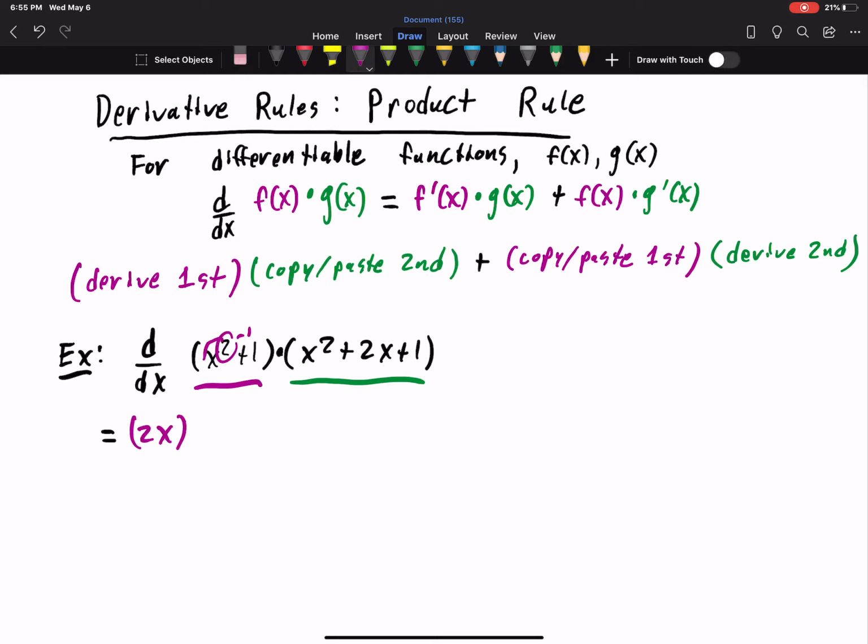According to the next bit of the instructions here, we just derive the first. Now we need to copy paste the second. So literally, as you see it, copy paste it, nothing changes. Okay. Then for the second part, we copy paste the first one. So it's just x squared plus 1 times the derivative of the second thing here.